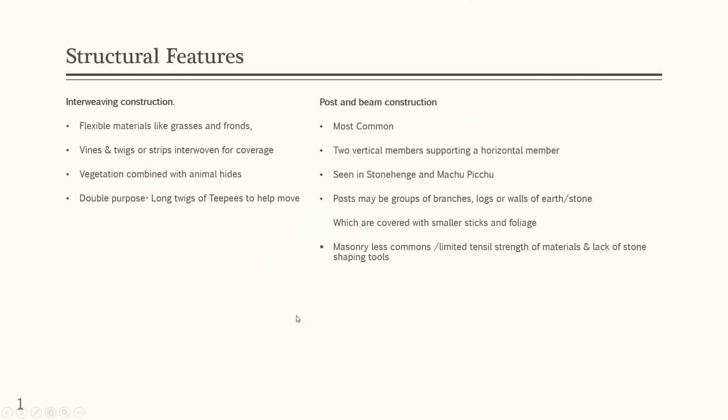So, structural features. We have interweaving construction, flexible materials like grasses and fronds, vines and twigs, or strips of interwoven material for coverage, vegetation combined with animal hides, double-purpose long twigs of teepees to help move. They also had post and beam construction, which we saw with the Stonehenge.